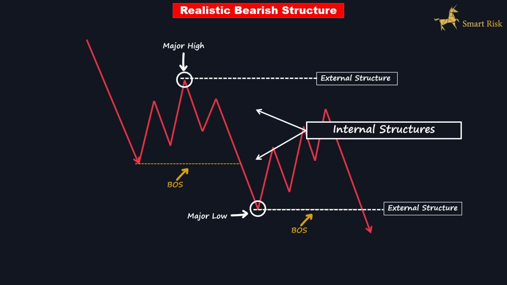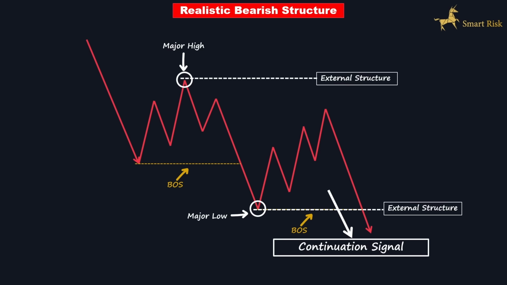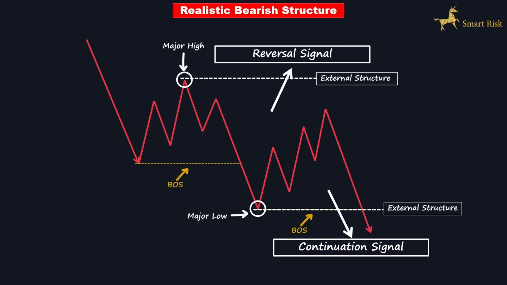If the price breaks the major lows to the downside, creating a break of structure, it signals a continuation trend, like what we see here. However, if the price rises above the major high, we should consider it as a trend reversal signal. In simpler terms, the nature of internal price action within the external structures doesn't matter, as long as the price remains below the most recent major high, indicating a bearish market.